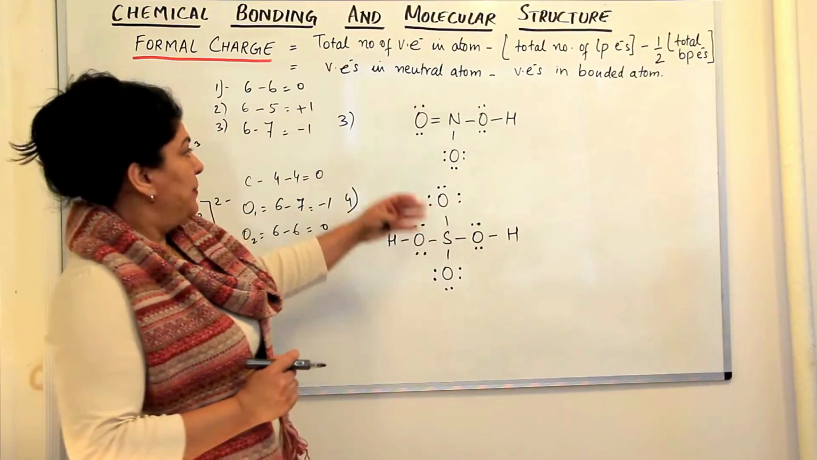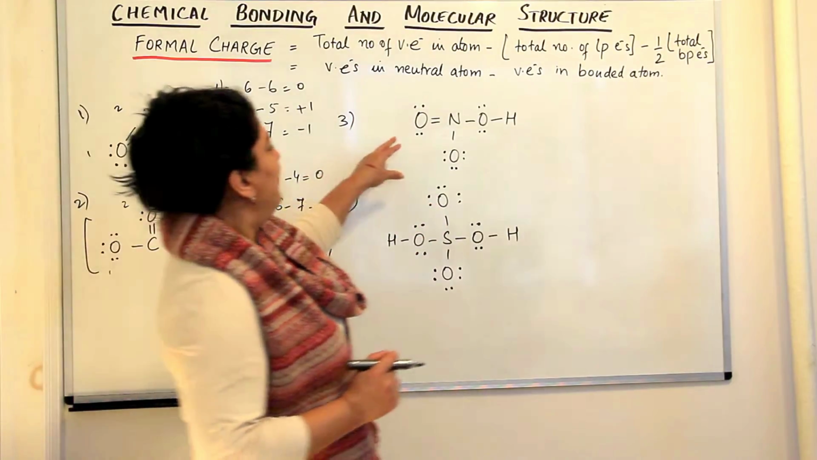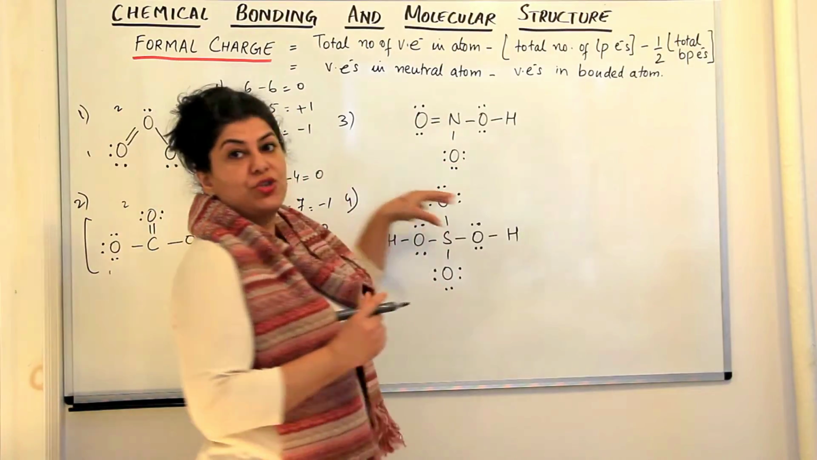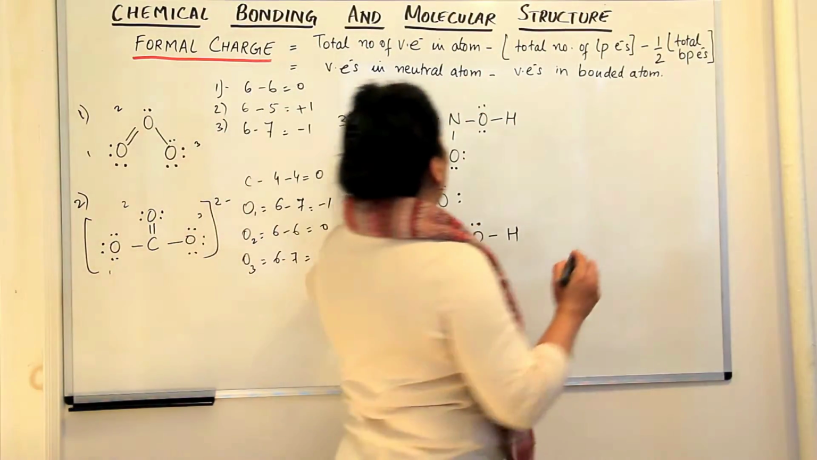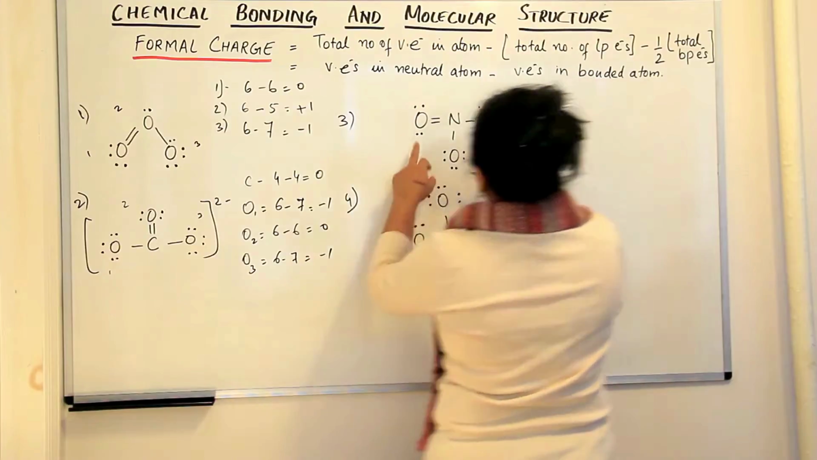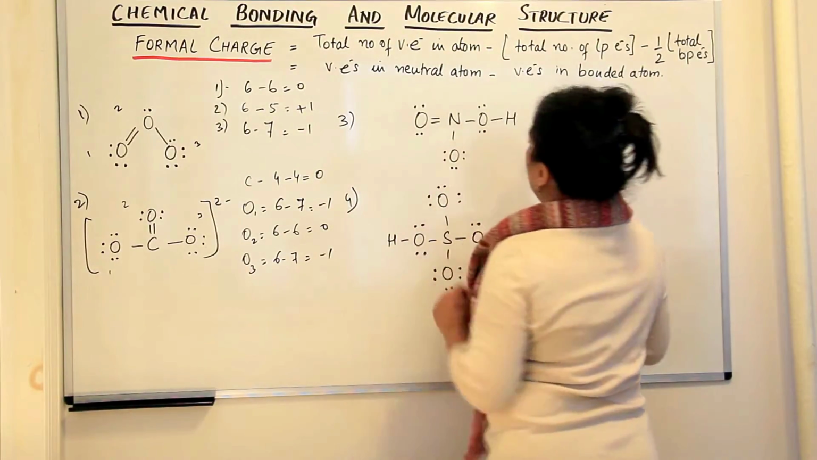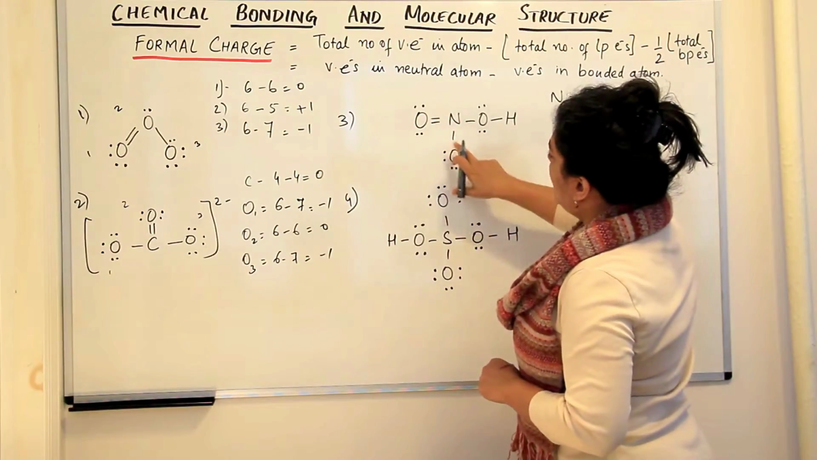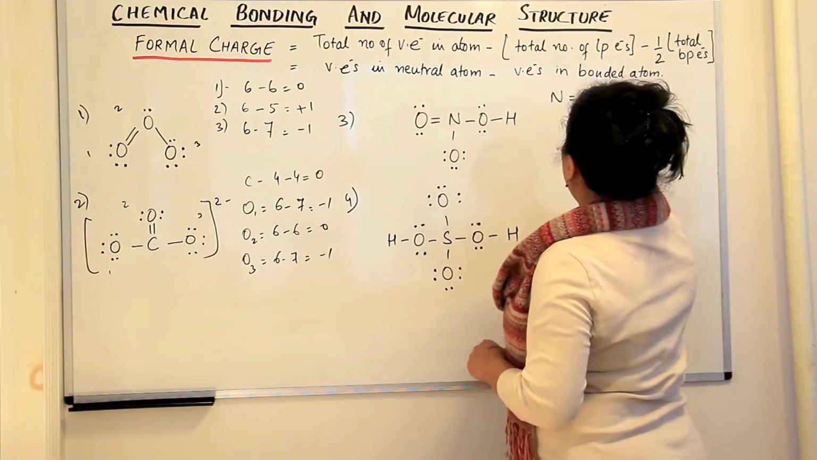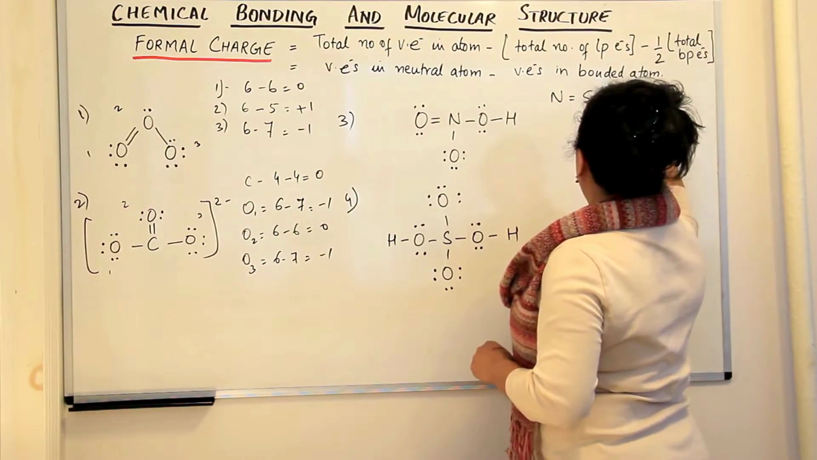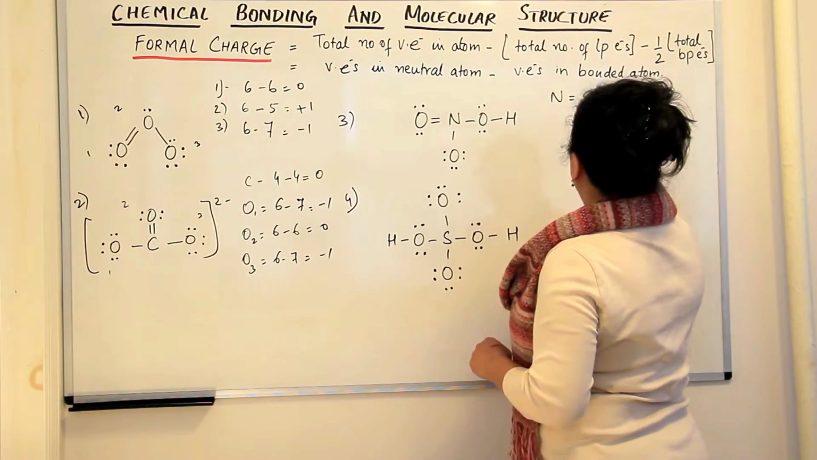Let's take 2 more examples. Here we have HNO3, nitric acid. And let's see the formal charges of all the atoms here. Now there are 3 oxygens, 1 nitrogen. So let's start with the central atom. What's the formal charge on nitrogen? Nitrogen has 1, 2, 3, 4. It has 5 valence electrons. 5 minus 4 would be plus 1.